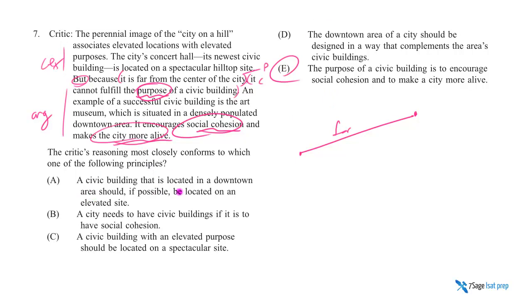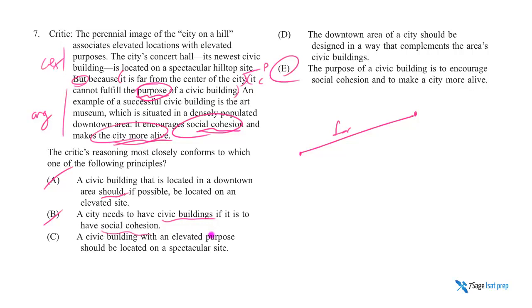I don't know why a civic building that is located downtown should be located on an elevated site. I don't even think the critic would agree with this principle. What, move the art museum to a hilltop site? A city needs to have civic buildings to have social cohesion. Sure, I'm sure you need civic buildings to have social cohesion, but that doesn't help us establish our argument. The critic is not trying to say that because we value social cohesion, we really need to build some civic buildings. If that was the argument, then sure, maybe this would be the principle it conformed to.